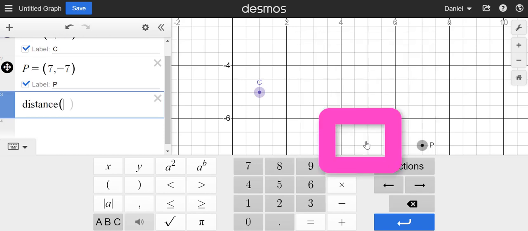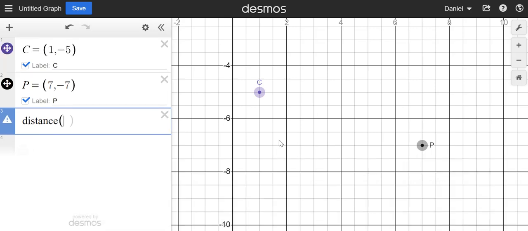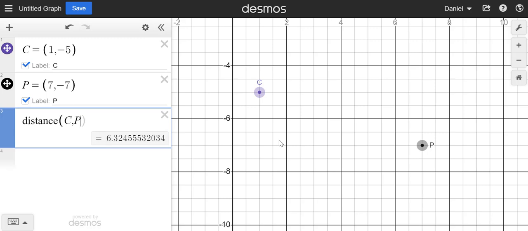So that's option 1. The other option is you can just start to type the word distance. When you do that, then you're going to have to say what you're finding the distance between, with 2 points, and one of them is C, and the other one is P. And this is where it is case sensitive, so make sure if you use capital letters, they match. Now, that just gives me the length of the radius, which is CP. So I need to square this value.